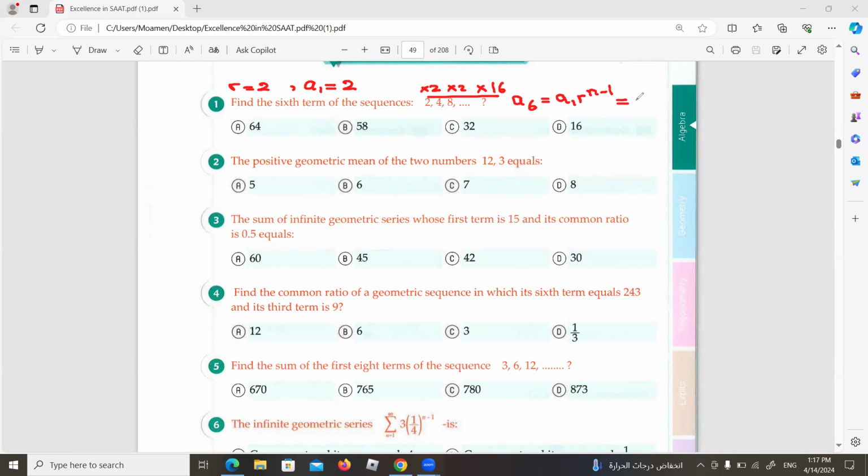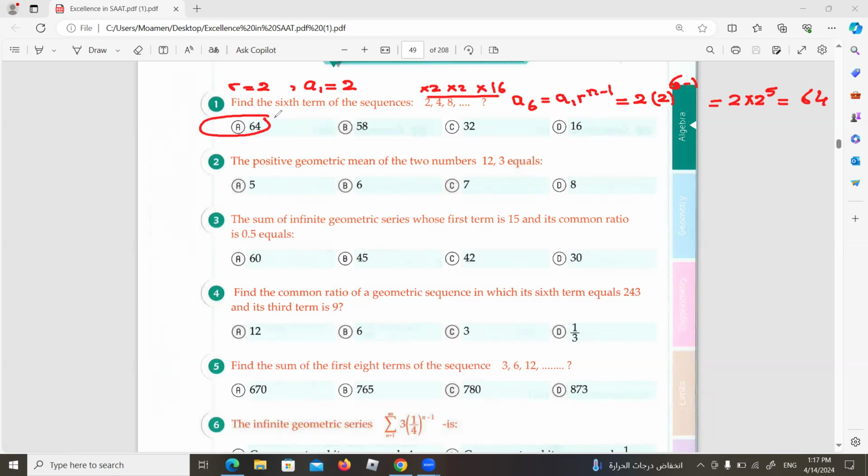After that, substitute directly. A1 is equal to 2 multiplied by R, which is also equal to 2, to the power n minus 1, where n is 6. So it's 6 minus 1, so it will be 2 multiply 2 to the power 5. 2 to the power 5 equals 32. 32 times 2 equals 64. So the answer will be letter A.